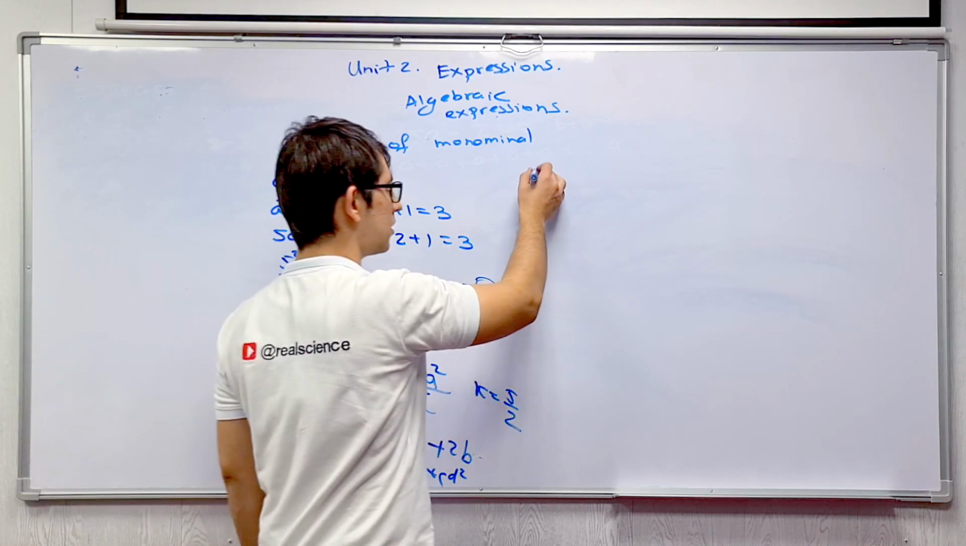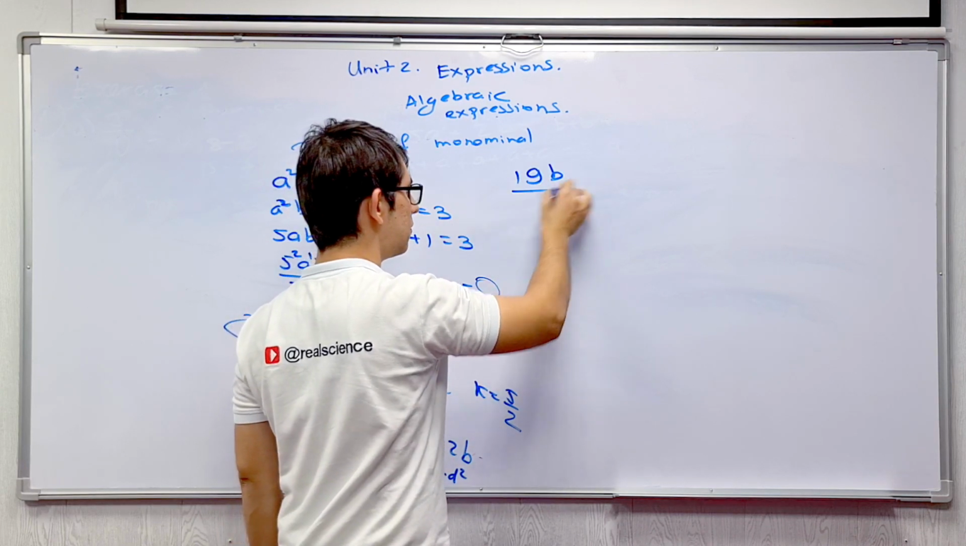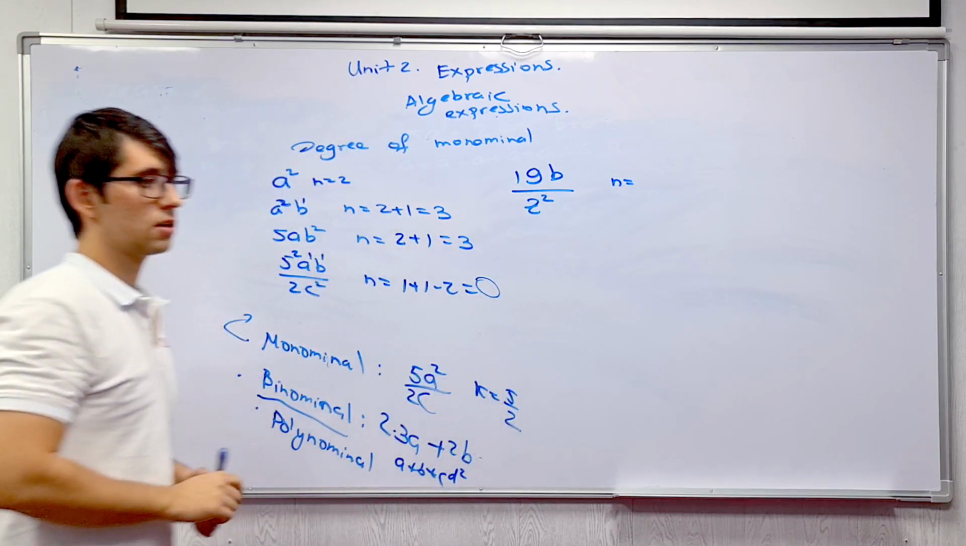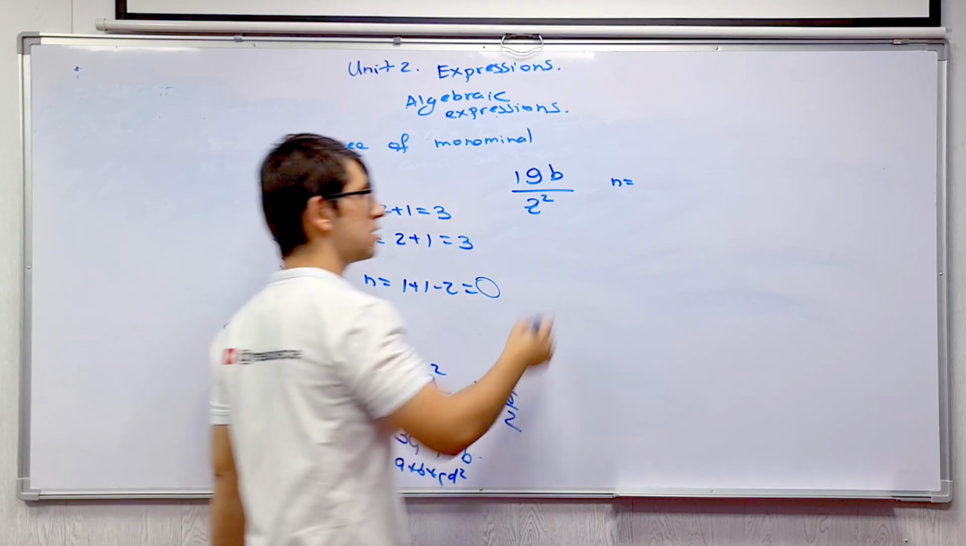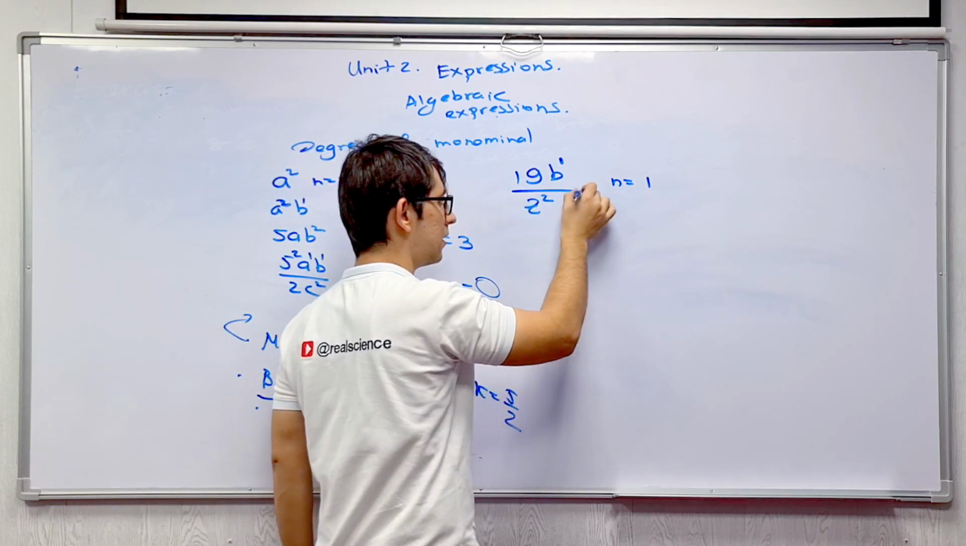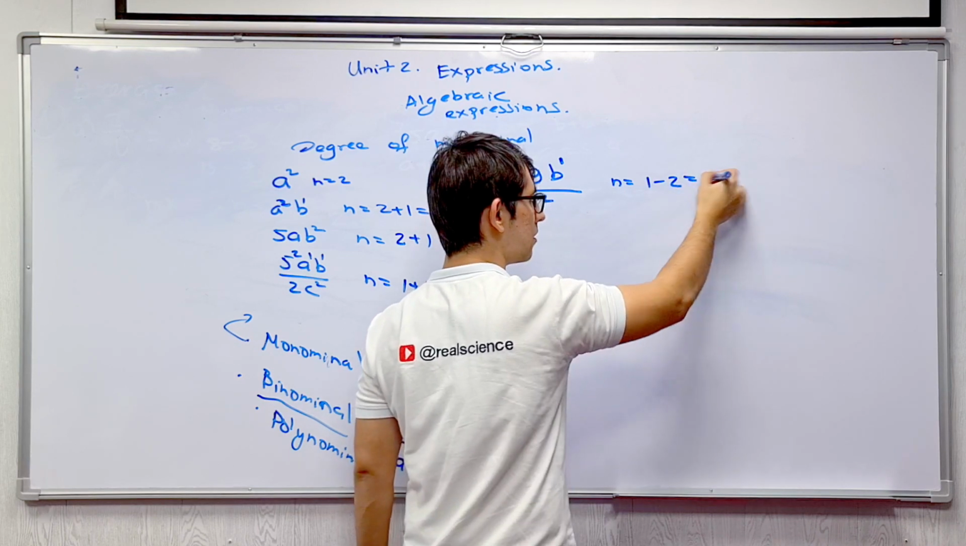If you have, let's say, b over z squared, what is your degree? It is -1, right? Your b has a power of 1 and dividing by z squared gives -2, and it will be equal to -1.